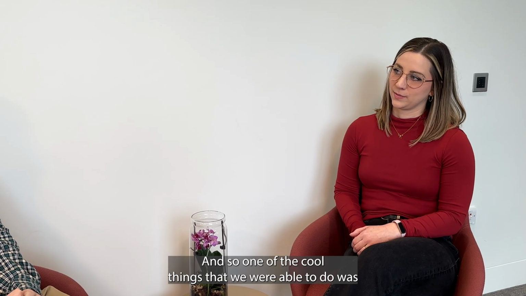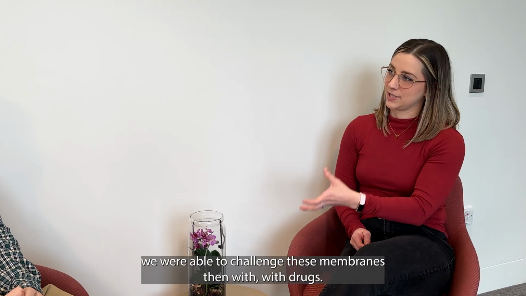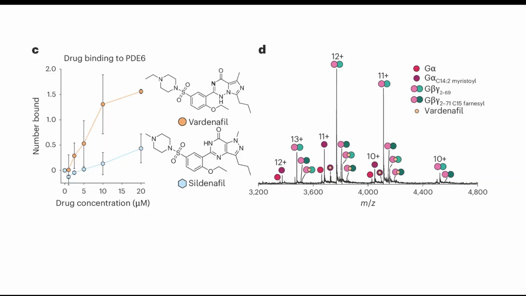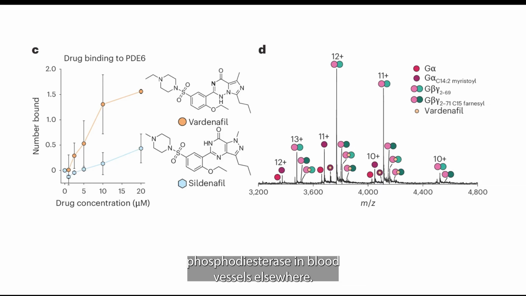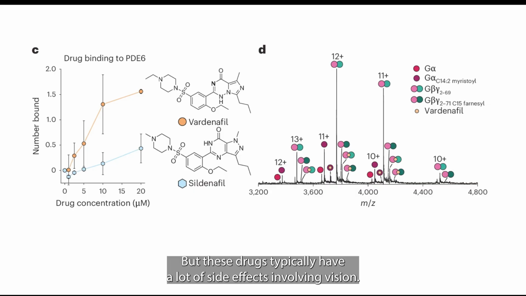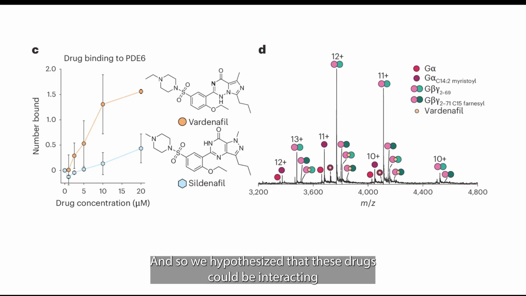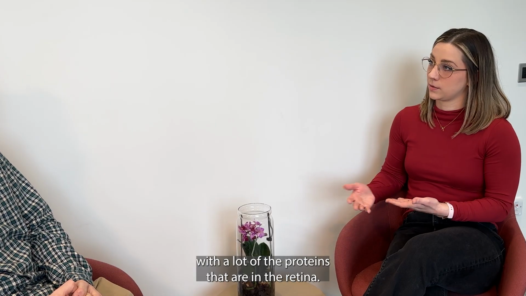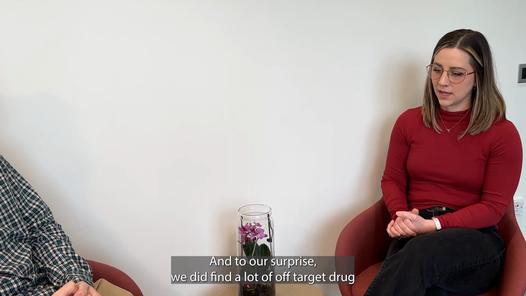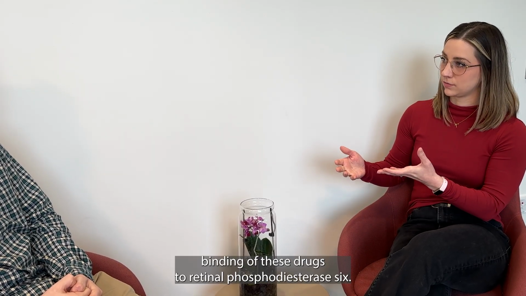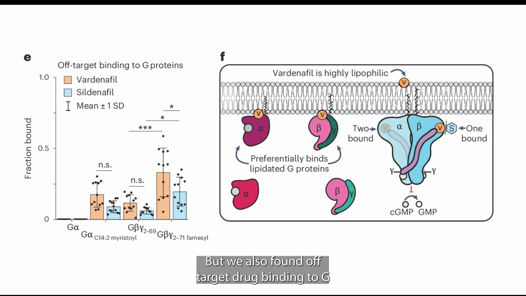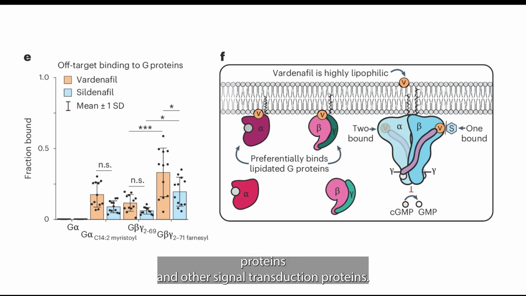And so one of the cool things that we were able to do was challenge these membranes with drugs. We used phosphodiesterase inhibitors that are originally targeting a phosphodiesterase in blood vessels elsewhere. But these drugs typically have a lot of side effects involving vision. And so we hypothesized that these drugs could be interacting with a lot of the proteins that are in the retina. And to our surprise, we did find a lot of off-target drug binding of these drugs to retinal phosphodiesterase 6. But we also found off-target drug binding to G proteins and other signal transduction proteins.